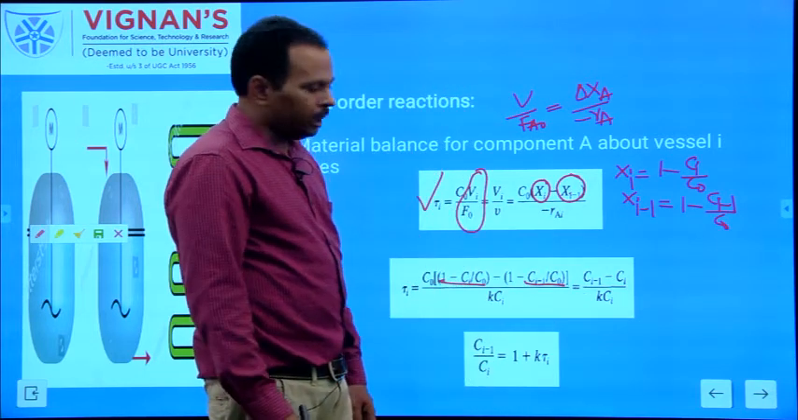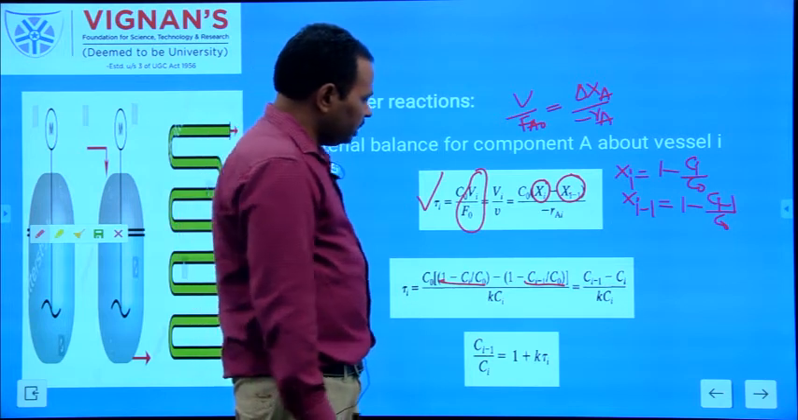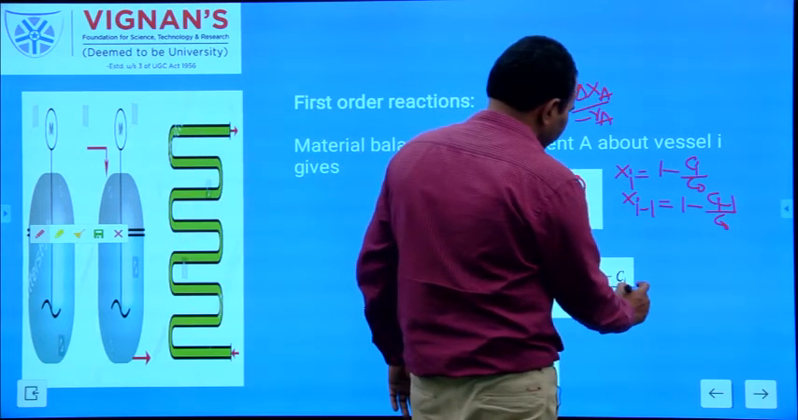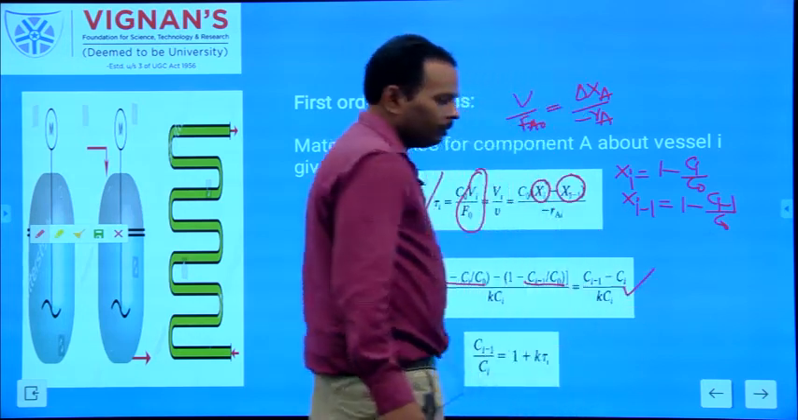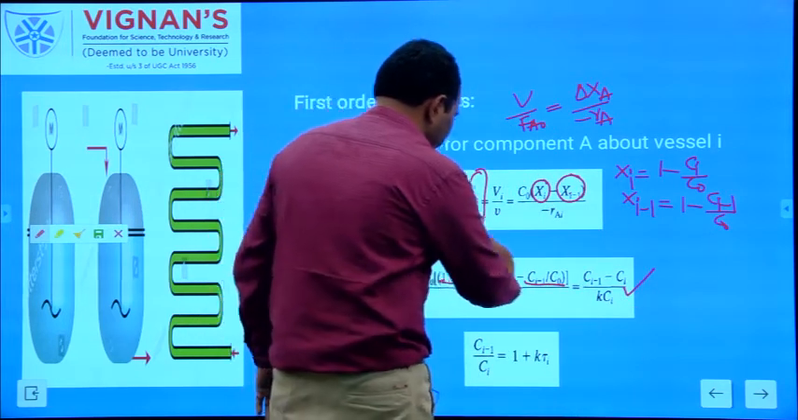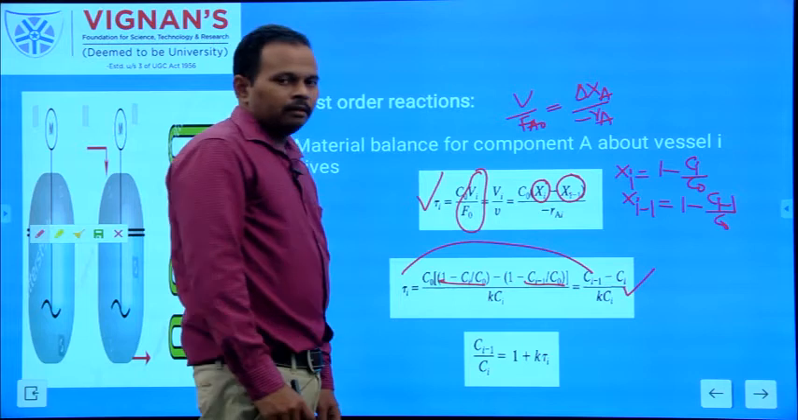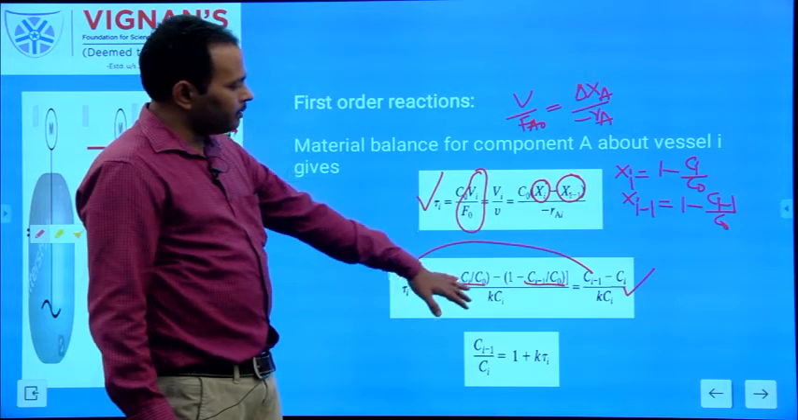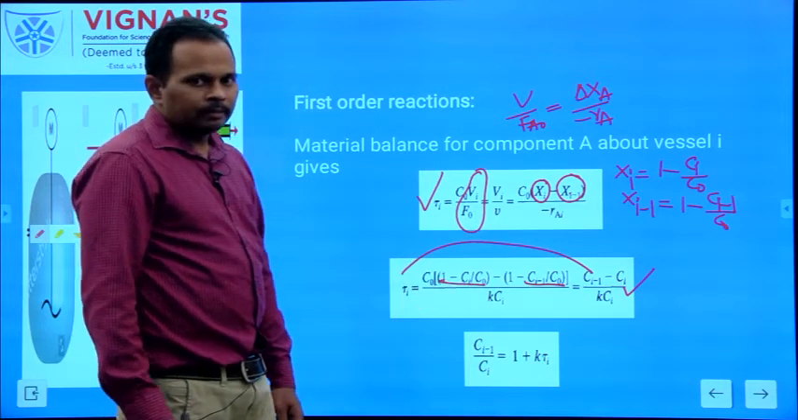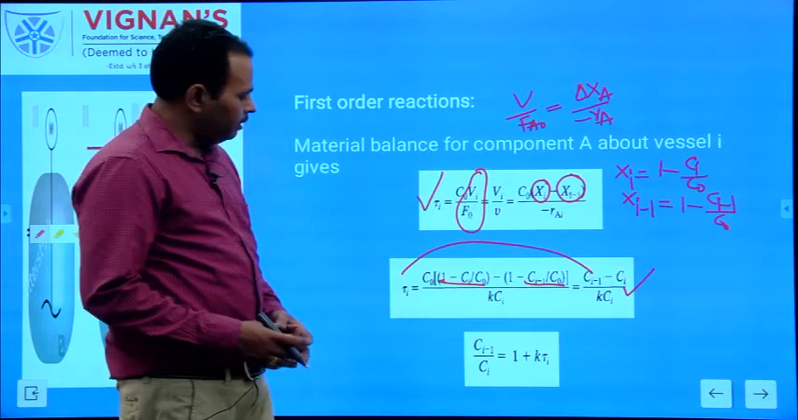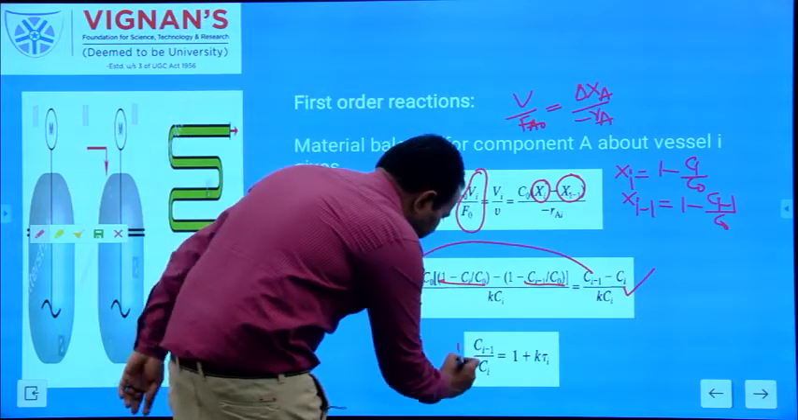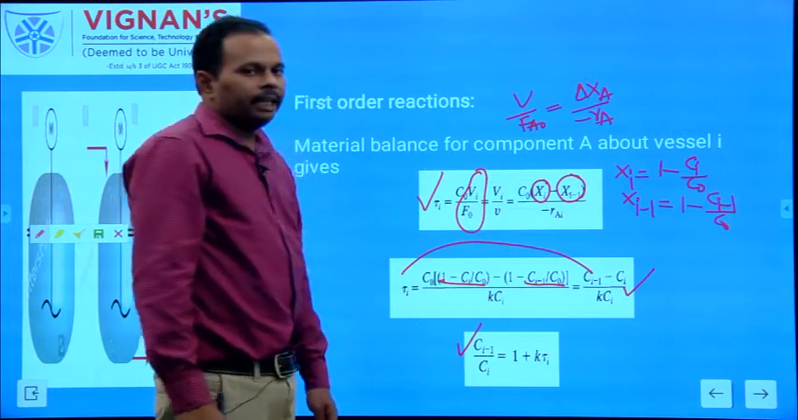When you do the mathematical manipulation, after taking the LCM and all, you can obtain this as Ci minus 1 minus Ci divided by k Ci. Now do the cross multiplication with tau i. Now take these two terms, tau i is equal to Ci minus 1 minus Ci by k Ci. When you do the cross multiplication and take some terms common, finally you can obtain Ci minus 1 by Ci is equal to 1 plus k tau i.